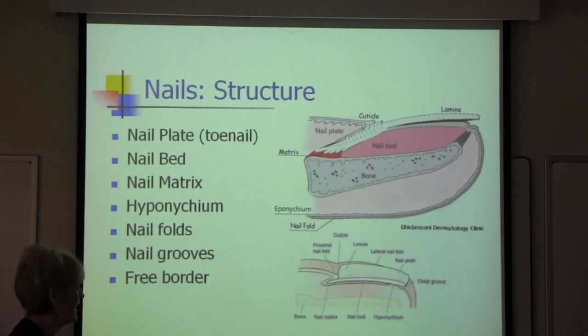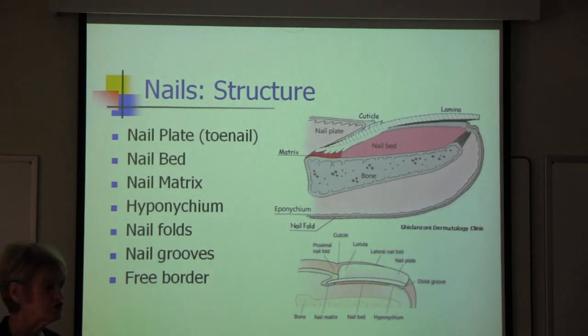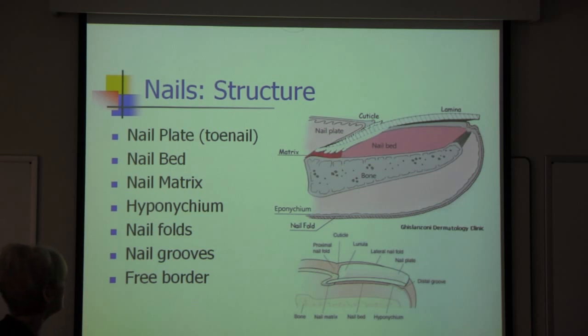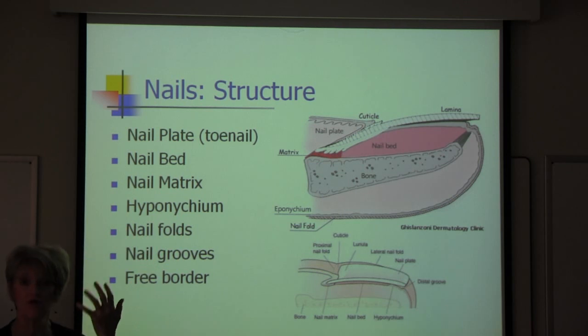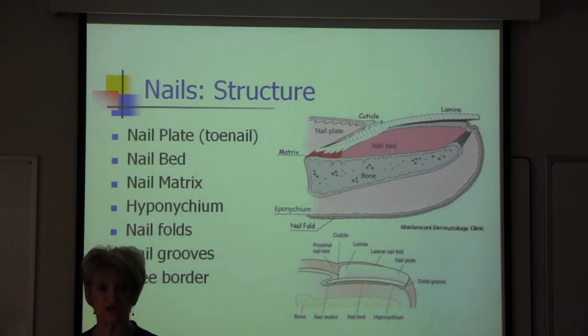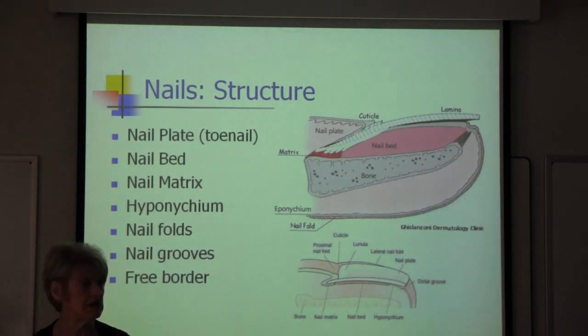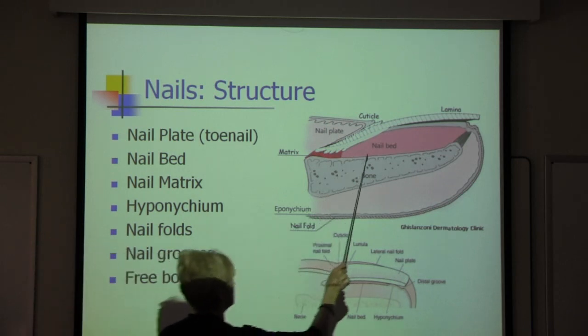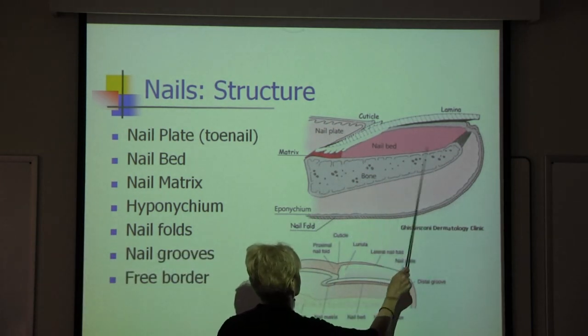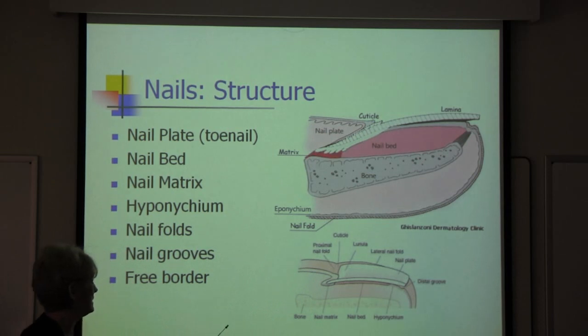Now let's come to the nails themselves. And you want to know all of these structures because you will have questions about all of these structures. So you've got the nail plate itself, and that's the toenail. So what we call the toenail is officially known as the nail plate. And then you've got the nail bed. So here's the nail plate, here's the nail bed. We're going to talk about each of these.